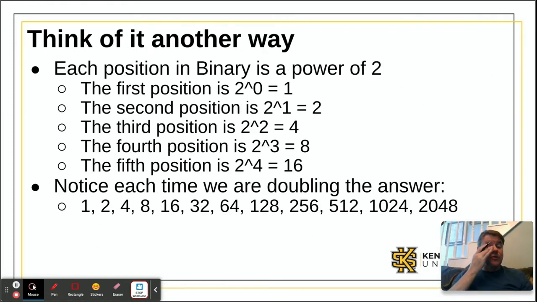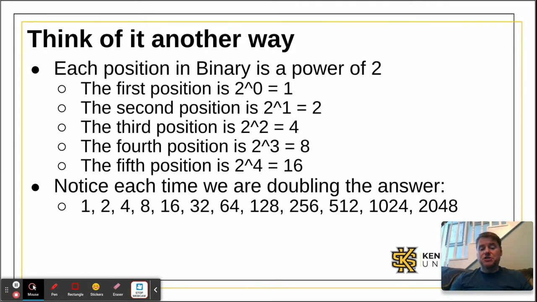So to think about it another way, you're going to use the powers of 2. So the first position is effectively 2 to the 0, just like it was in decimal. It was 10 to the 0. And then the next one is going to be 2 to the 1, 2 to the second, 2 to the third, and 2 to the fourth. Or 2 to the 0, 2, 2 squared, 2 cubed, and 2 to the fourth. And so if you do the math on those, 2 to the 0 is 1, because anything to the 0 is 1. 2 to the first is just 2, because anything to the first is itself. 2 squared is 4, 2 cubed is 8, and 2 to the fourth is 16.